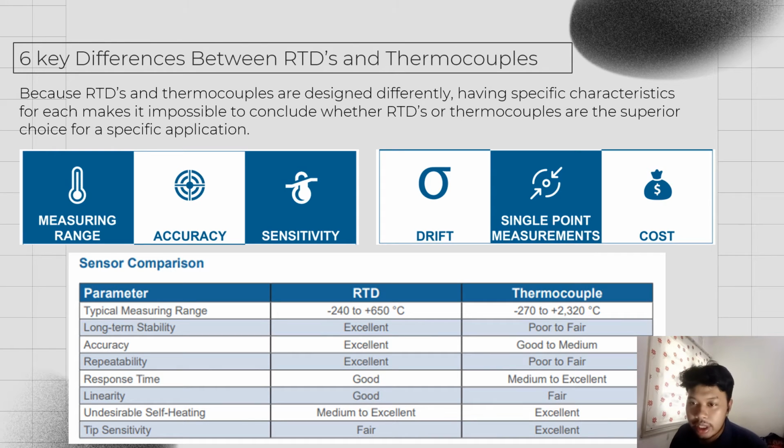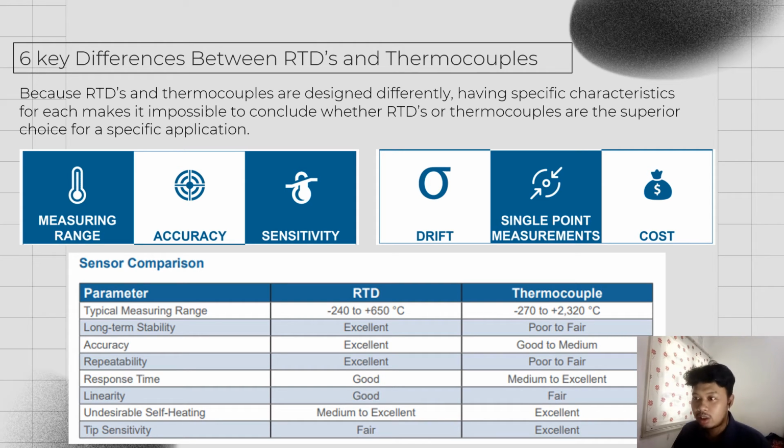And also there are 6 key factors of difference between RTDs and thermocouples. Because RTDs and thermocouples are designed differently, having specific characteristics, it is impossible to conclude whether RTDs or thermocouples are the superior choice for a specific application. First of all, the first factor is measuring range. The main advantage of the thermocouple is the range.